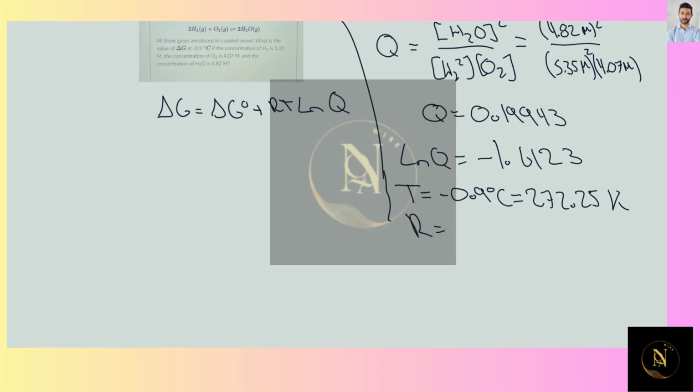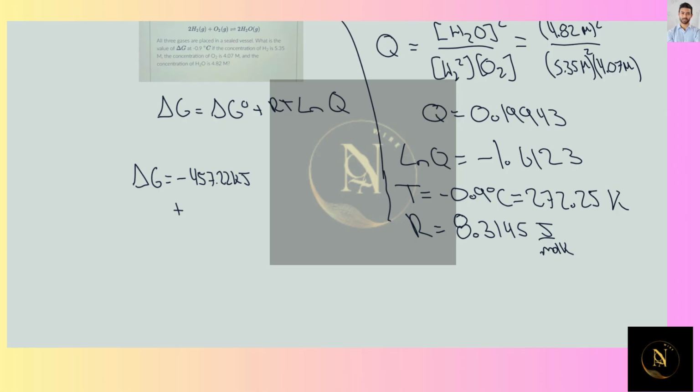Remember that the value for R is going to be equal to 8.3145 joules per mole Kelvin. So we can proceed right here on the side to get the value for delta G directly. So delta G is going to be equal to delta G naught, which is going to be minus 457.22 kilojoules, plus the value for RT, logarithm of Q.